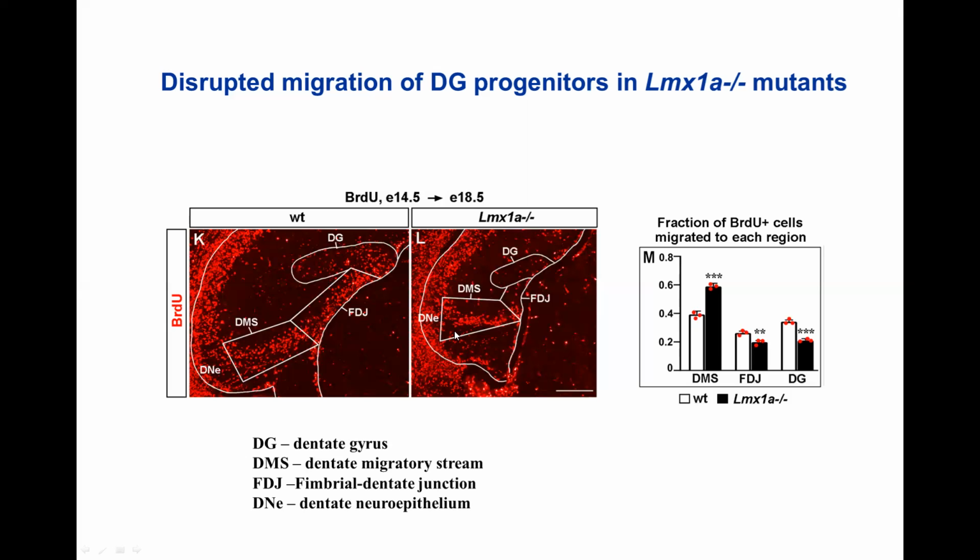But in Lmx1a mutants, you see most of them are located in the DMS segment of the migratory stream, in the first segment of the migratory stream. Then very few of them reached the FDJ, and few of them reached the dentate gyrus. And this difference is statistically significant. So many cells in Lmx1a mutants are still in the DMS, fewer in FDJ, and fewer in the dentate gyrus compared to wild-type controls, indicating abnormal migration of dentate progenitors in Lmx1a mutants.